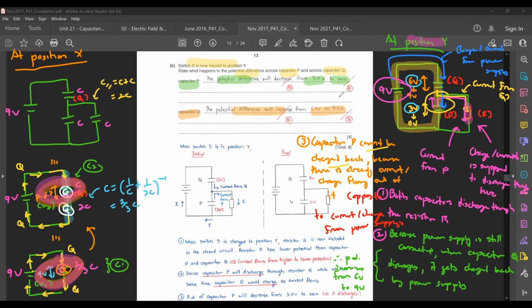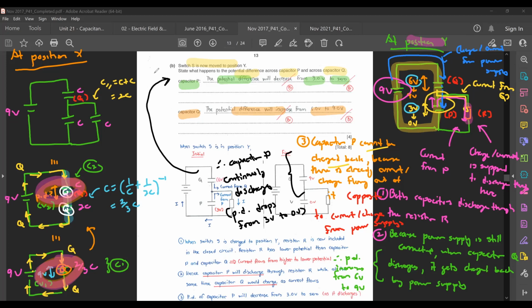So what happens then is that your capacitor P continuously discharges. Therefore, capacitor P continuously discharges. The PD drops from 3 volts to 0 volts. That's how you got to this conclusion here for capacitor P.